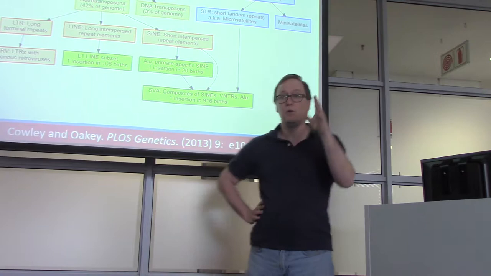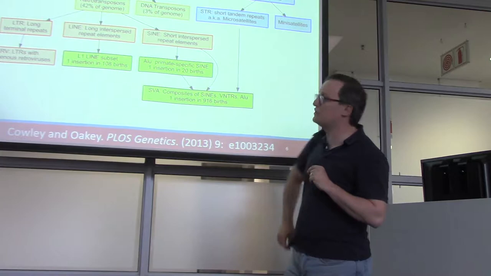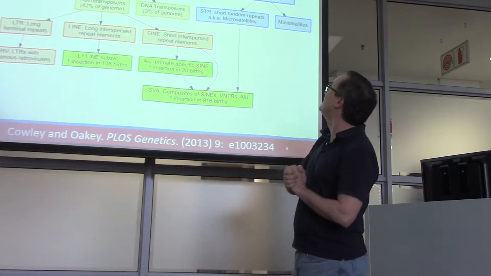Okay, well, this is a little taxonomy of repetitive DNA I've assembled out of this article down here from 2013. So we've got transposable elements, variable number tandem repeats. Have people heard of repeats? Good. Okay, great. We're in a good place. So short tandem repeats like microsatellites would be one example of that.